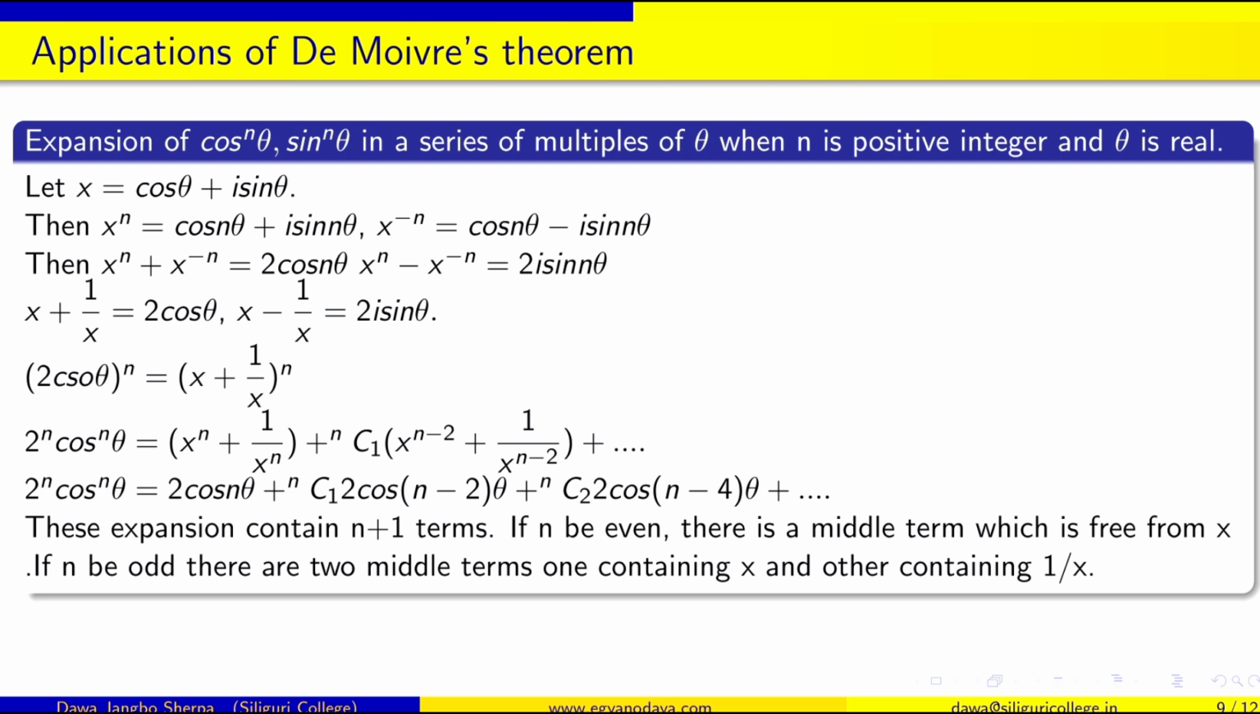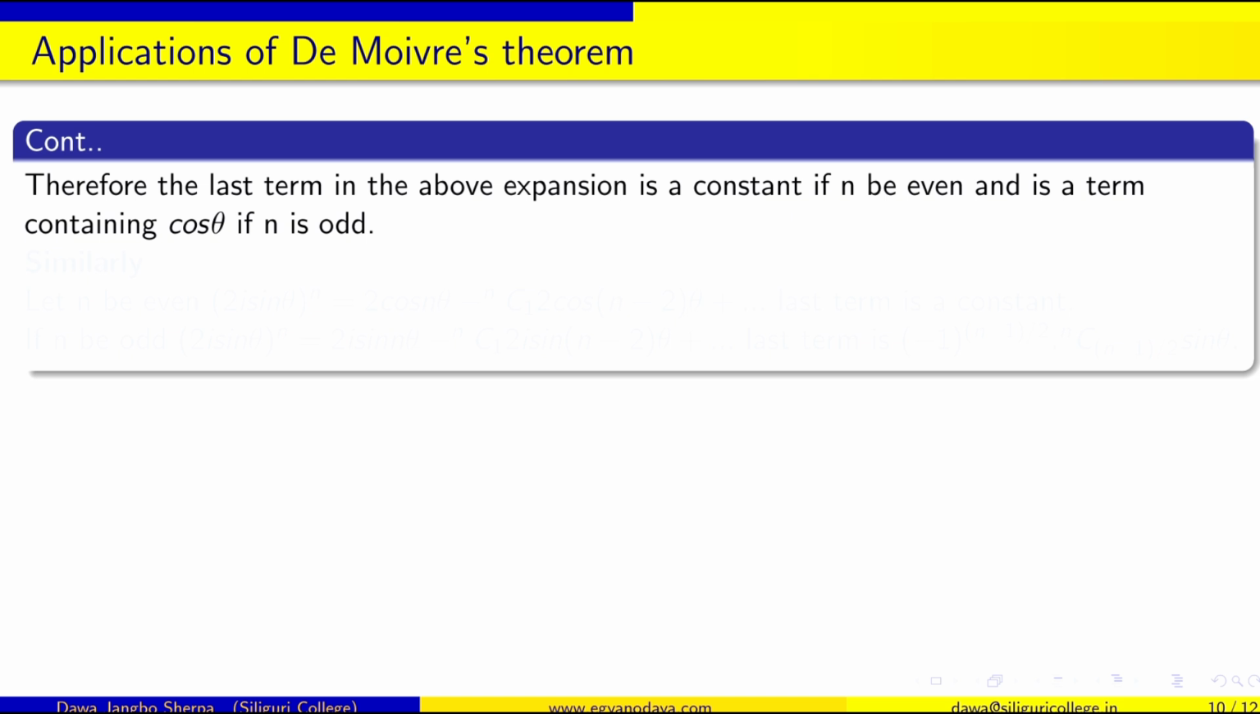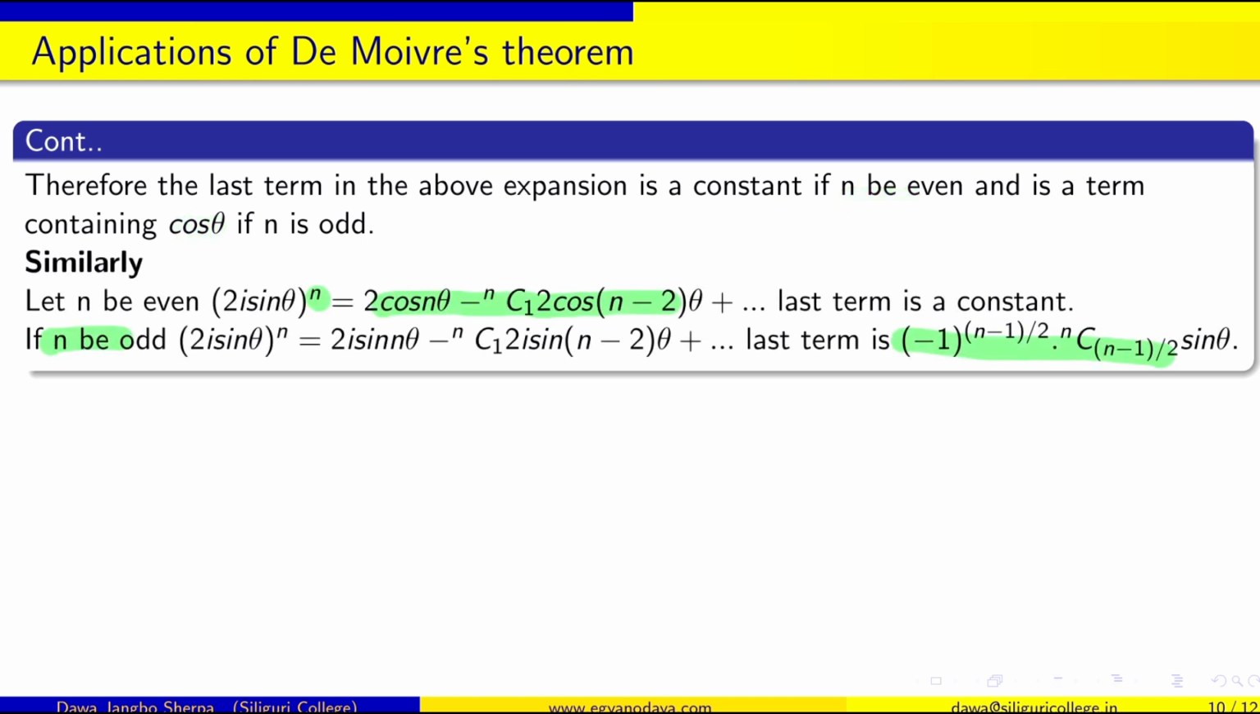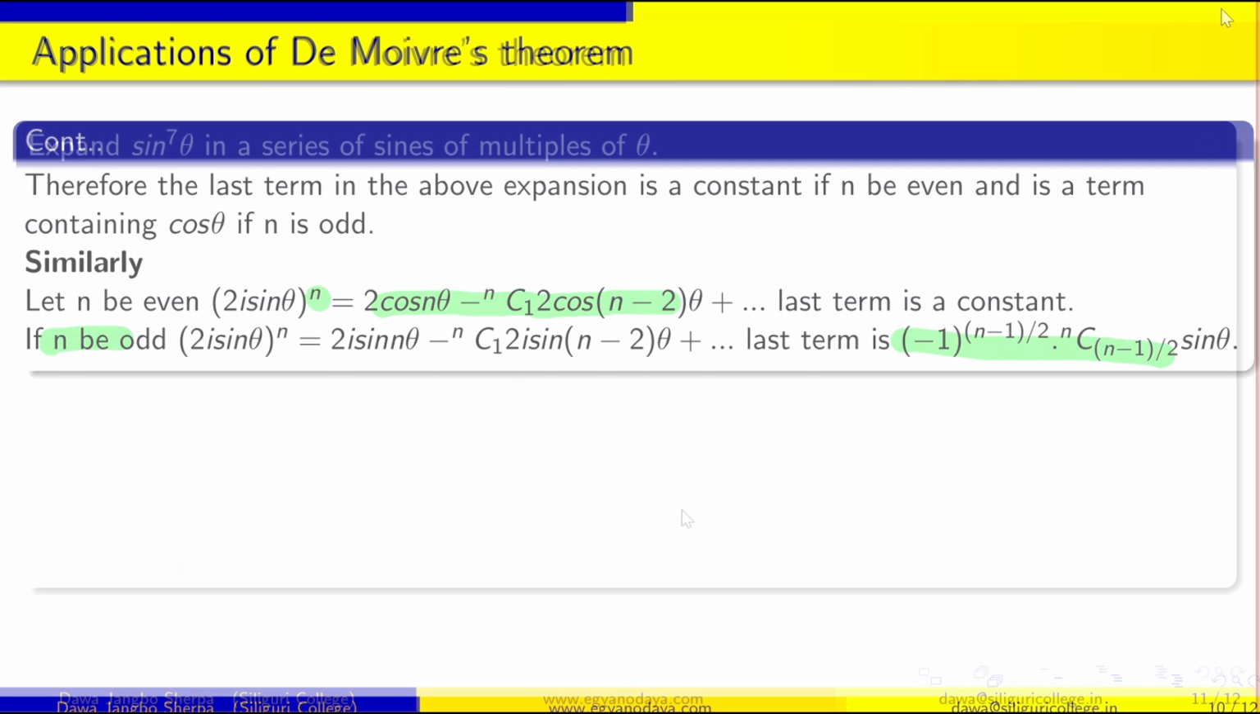This expression has the power n, so the binomial expansion contains n plus 1 terms. If n is even, then the total number of terms will be odd. There will be one middle term which is free from x, that means that term contains only a constant. And if n is odd, there are two middle terms, one containing x and the other containing 1 by x. Therefore the last term of the above expression is constant if n is even, and the last term contains cos theta if n is odd. Similarly we can find the expression for sin^n theta.